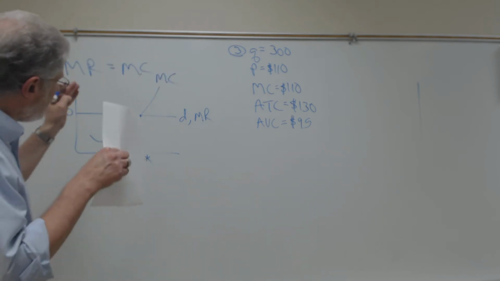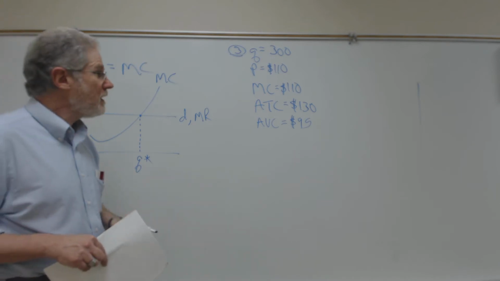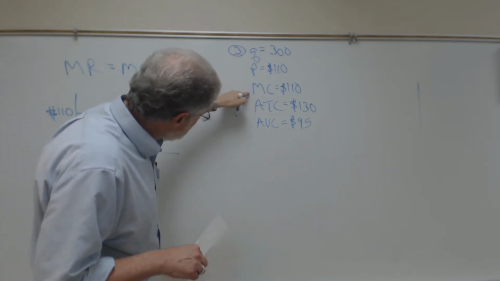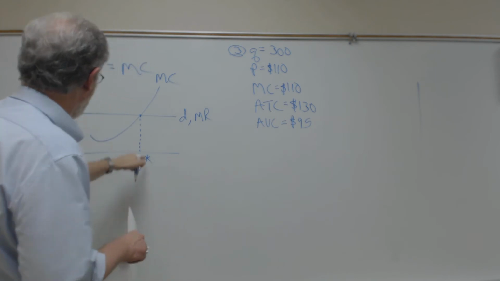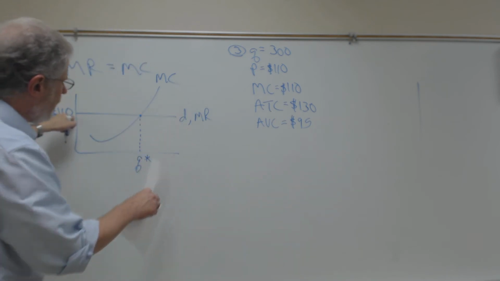Okay. Is the firm doing that? Okay. They are producing where MC equals 110, which is exactly what marginal revenue is.